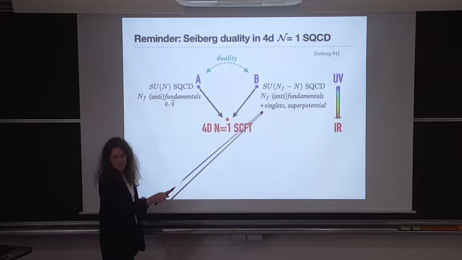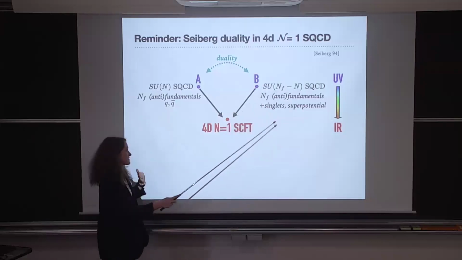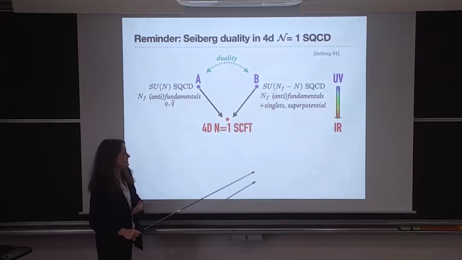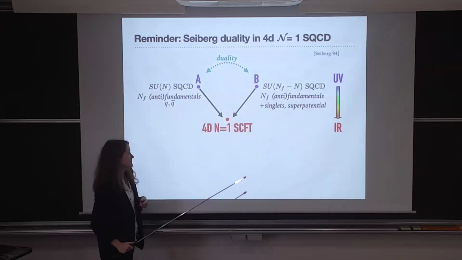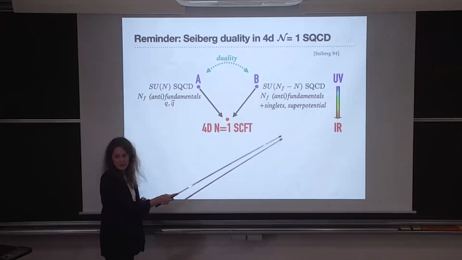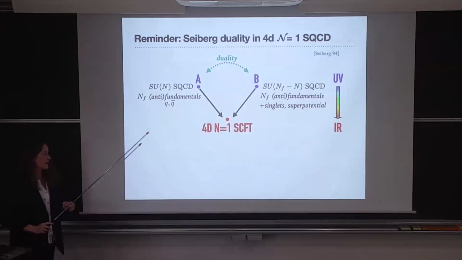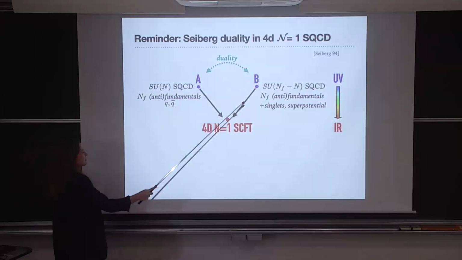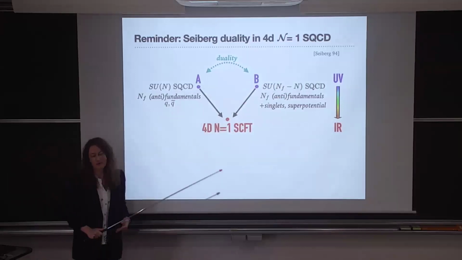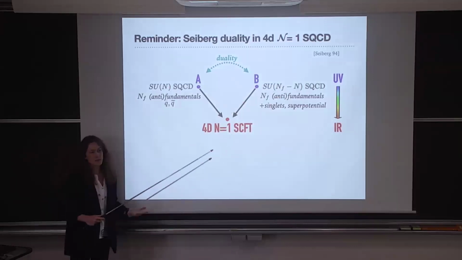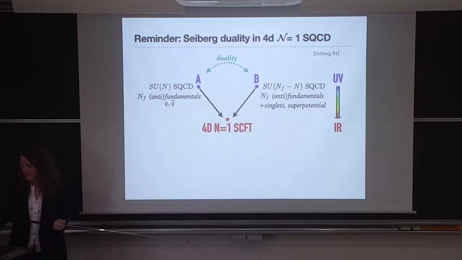Plus there are some additional singlet chiral superfields, I'm not writing all of the details, that are singlets of this gauge group. Plus there's some superpotential that couples all of them together. And then it is known that these two theories flow to the same fixed point at low energies, so they are dual in this sense, and it's a 4D N=1 superconformal field theory.